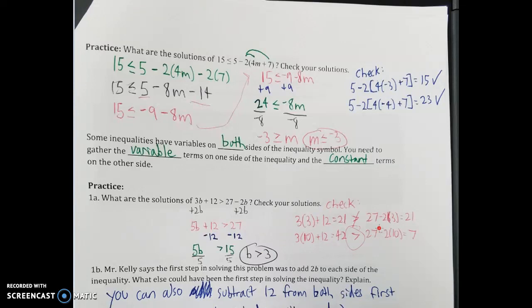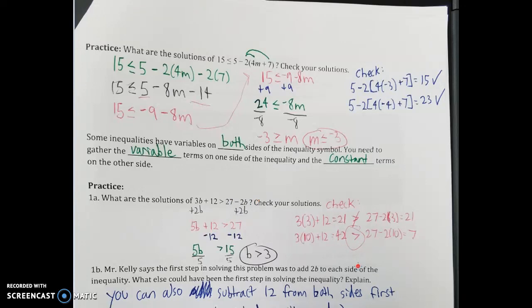Remembering to check our solutions, if I plug in 3, it's 21 and 21 on both sides, so that doesn't work. So if I plug in anything bigger than 3, I think I plugged in 10 for both of these, that means that our original works. So if I plug in 3, this side is bigger than the side on the right. 42 is bigger than 7.